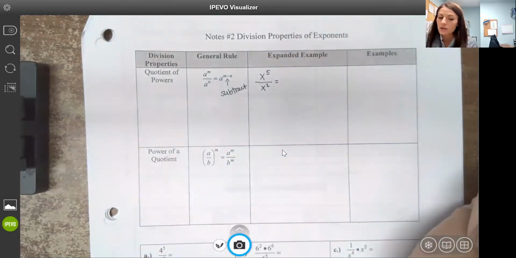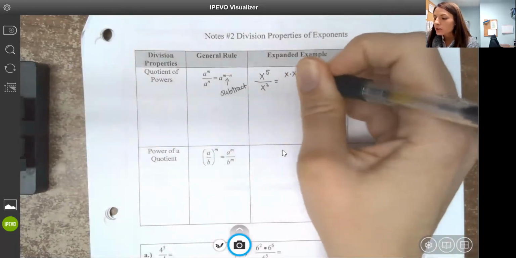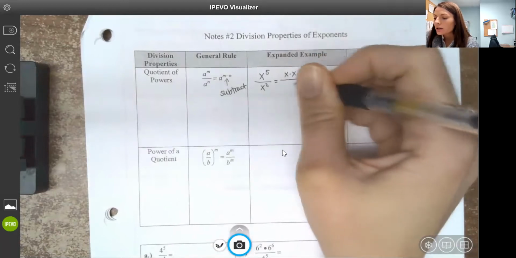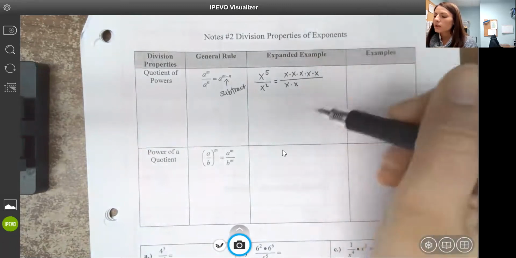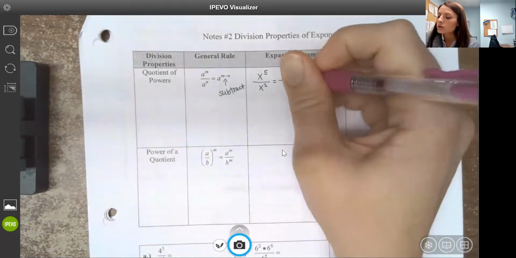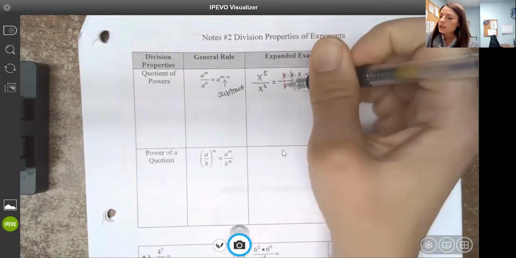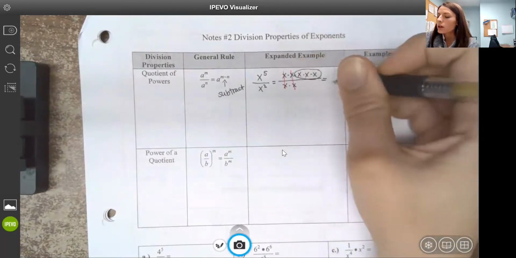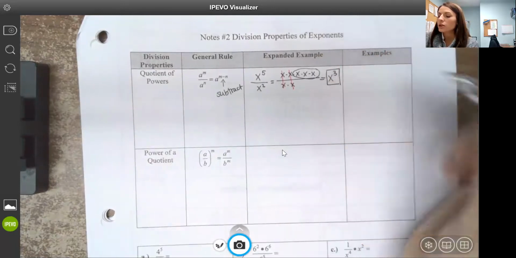If I have x to the fifth over x squared, that means I have 5 factors of x in the numerator and 2 factors of x in the denominator. And we know that when we have a fraction, if I have a number over the same number, I can just cancel that out. It's just going to reduce. If I cancel this x with that x, this x with that x, that's going to leave me with 3 x's. And those 3 x's are in the numerator, and I no longer need that denominator.